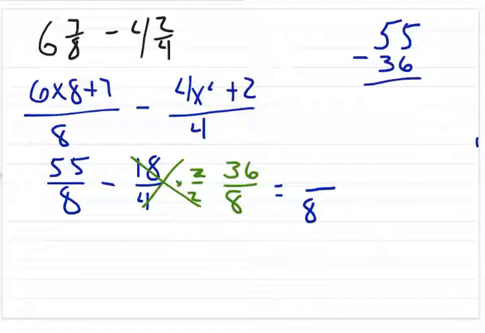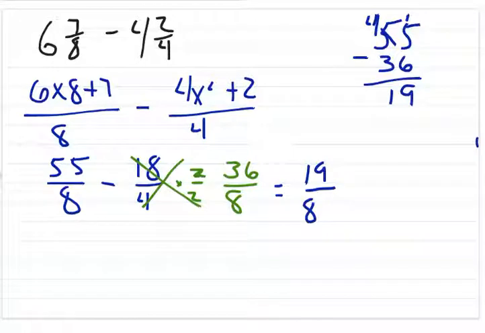And I know that I cannot take 6 away from 5, so I have to borrow, an important subtraction term. I take 10 away from 5, or 50, and move it there. So 15 minus 6 is 9, and 4 minus 3 is 1. Well, then I turn that into 19 over 8.